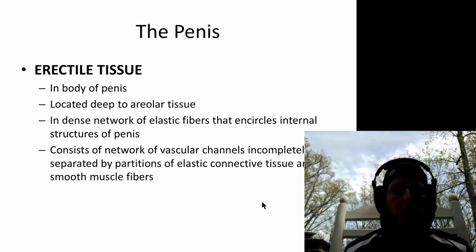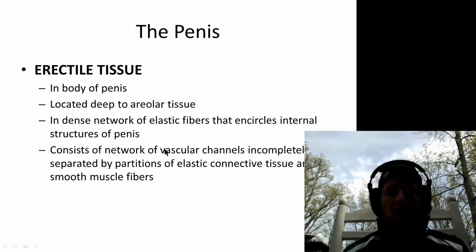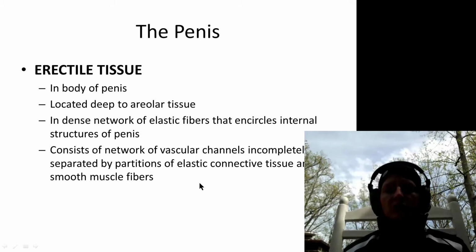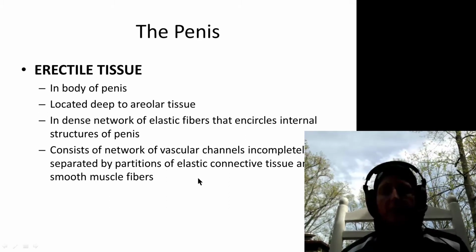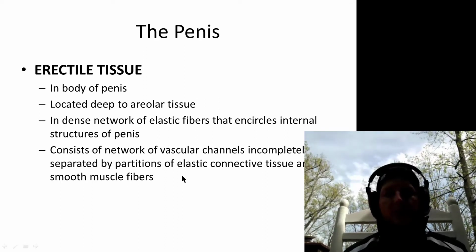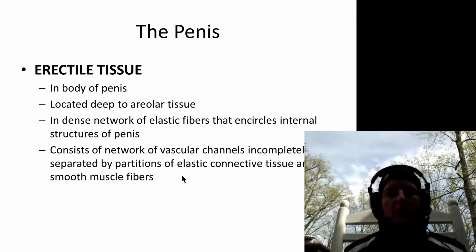All right, so we've talked a little bit about the erectile tissue. That's deep to the areolar connective tissue. It's mostly elastic fibers that are going to encircle a network of blood vessels. And so we're going to have a lot of blood vessels, vascular channels that are going to be held together in this elastic connective tissue network.